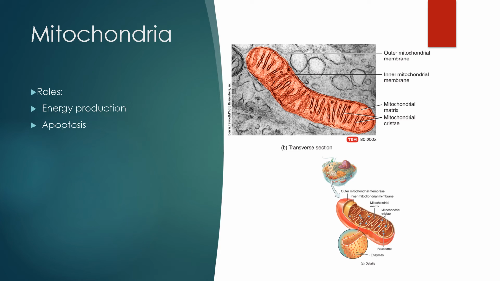Now, the next organelle we're going to discuss is the mitochondria. This is known as the powerhouse of the cell, and this is because most of the energy in the form of ATP is going to be created in the mitochondria, and this is usually through aerobic respiration, which we will discuss later. Aerobic respiration means that it requires oxygen.